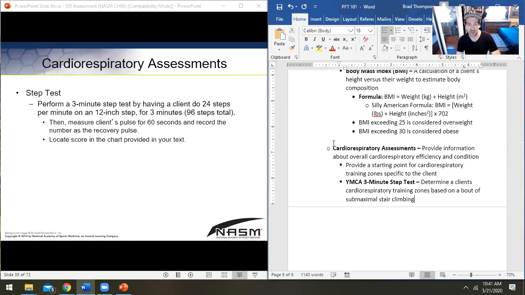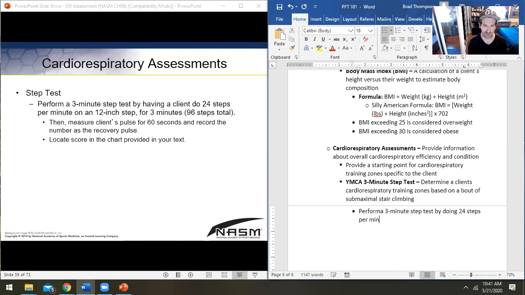But when you get on the step test, the way that you're going to do it, your protocol is going to be perform a 3-minute step test by doing 24 steps per minute, right? That's, by the way, 96 touches.